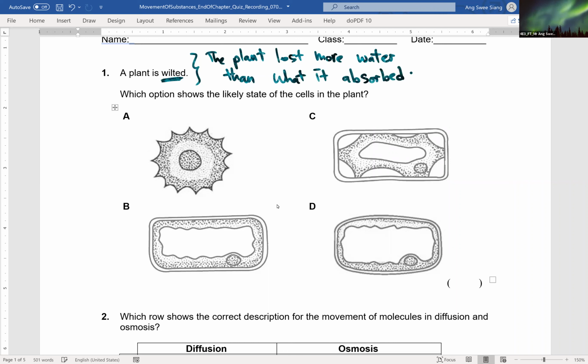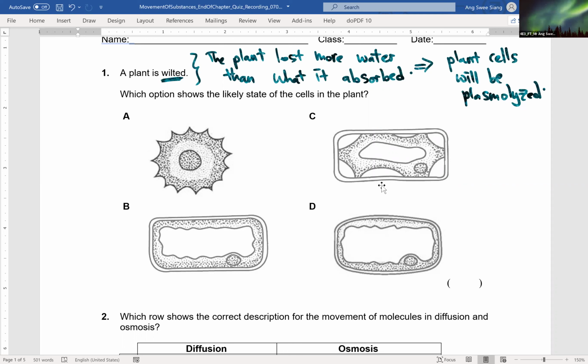So when a plant is wilted, when a plant loses more water than what it absorbed, most likely the plant cells will be plasmolyzed. That's why the plant will then become wilted. In this question, they are asking you to identify the likely state of the cells in this plant.